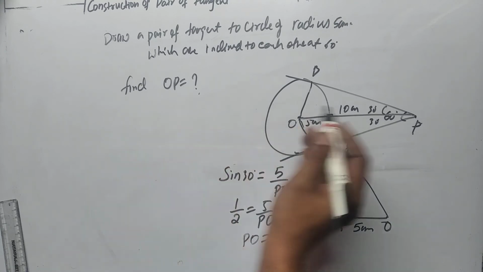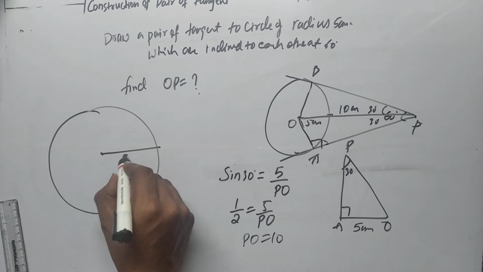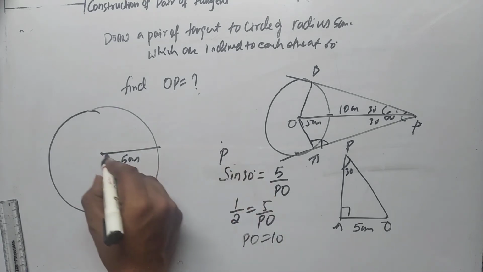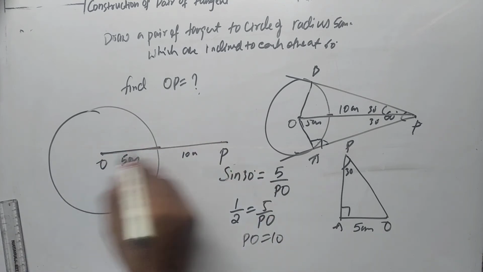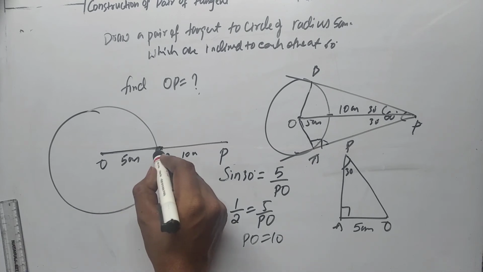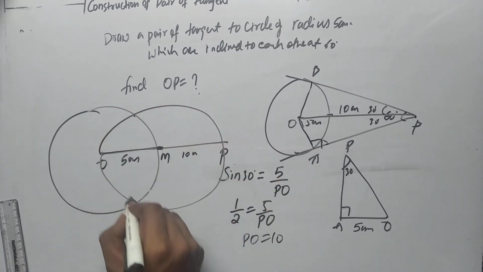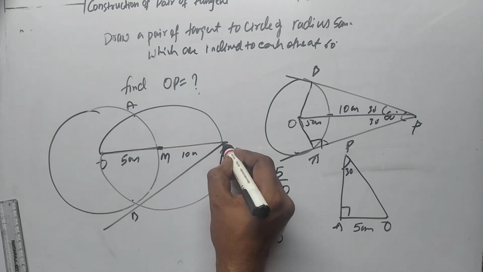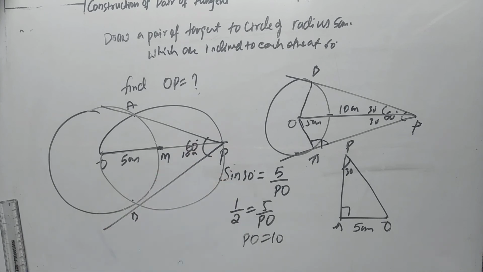It is very easy. So now first you have to construct a circle of radius 5 centimeter. Next you have to take a point P at 10 centimeter from the center. Next draw the bisector of this OP, and we will get M here. Okay, so next you have to draw a circle with center M. It will intersect at 2 points. This is A, this is B, and next you have to join PB and PA, and you will see that the angle between them is 60 degrees.